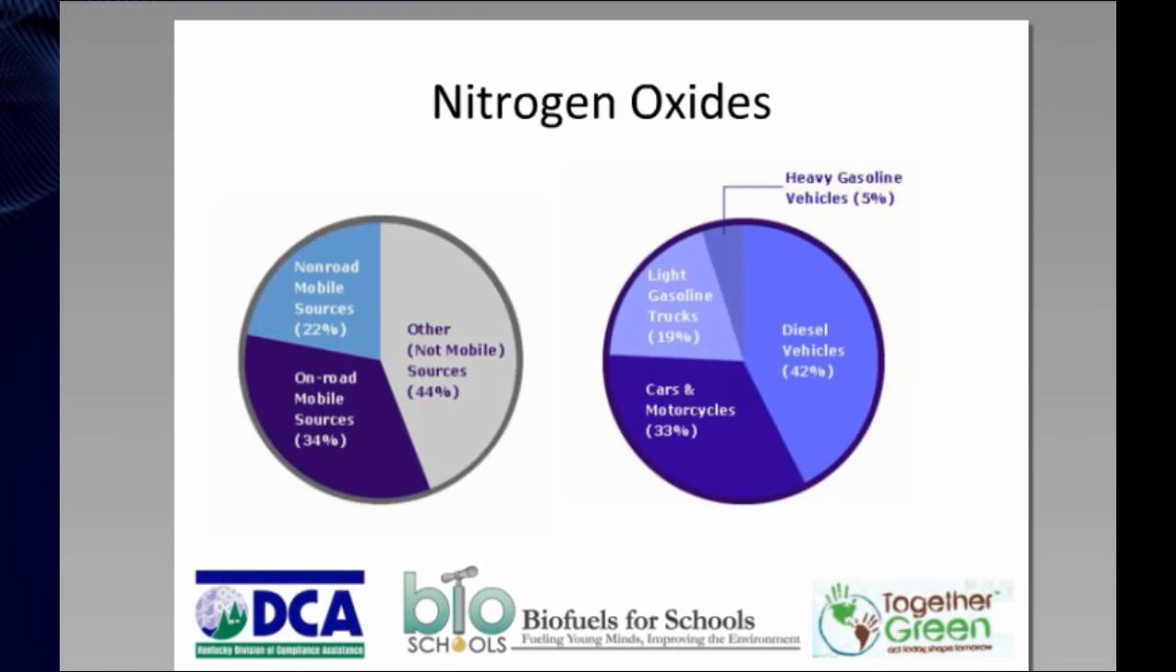Nitrogen oxides form when fuel burns at high temperatures, such as in motor vehicles. Mobile sources are responsible for more than half of all nitrogen oxide emissions in the United States. Both on-road and non-road mobile sources are major nitrogen oxide polluters.